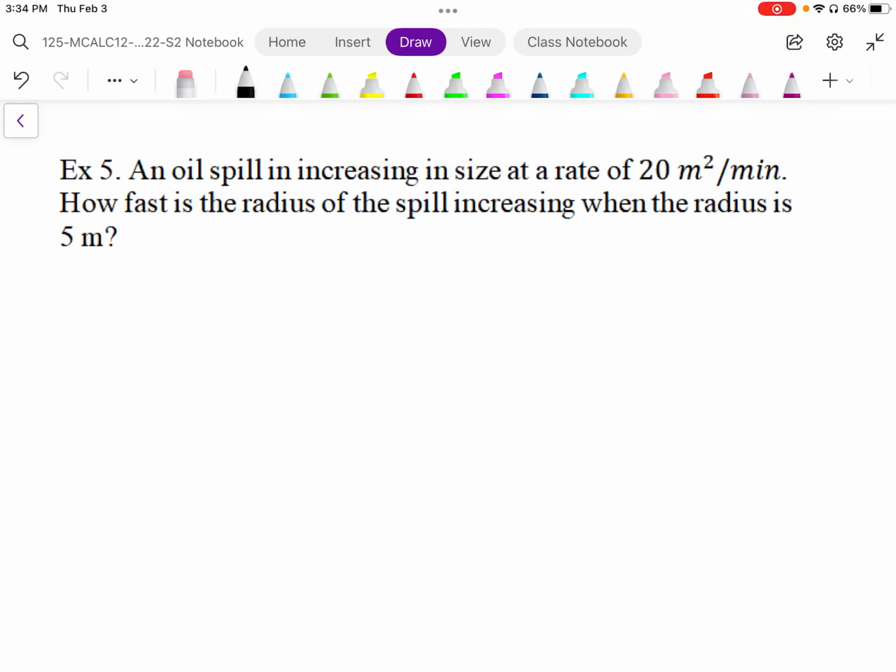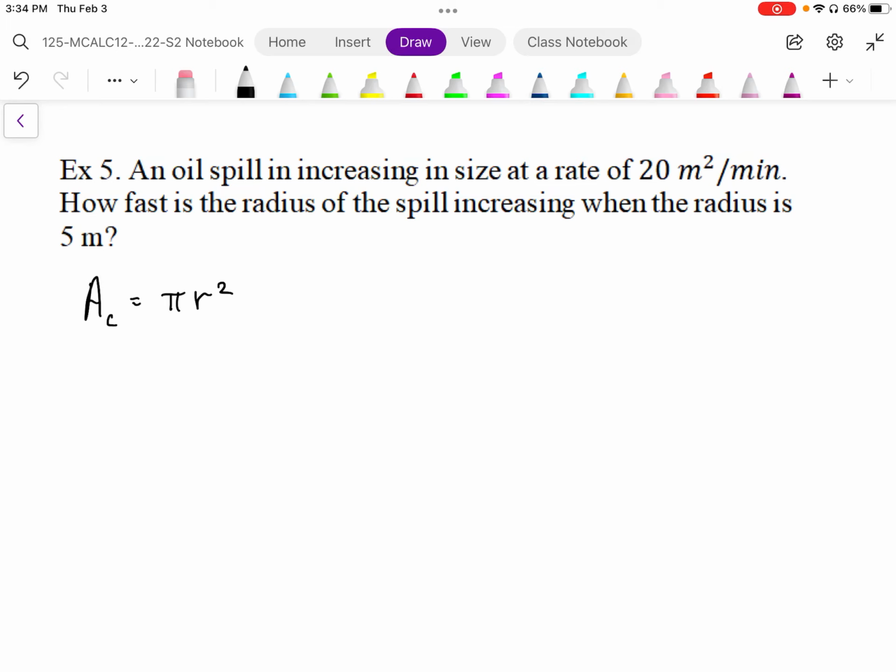So an oil spill is increasing in size at a rate of 20 meters squared per minute, and we want to find out how fast the radius of the spill is increasing when the radius is 5 meters. Okay, so we have the radius and area that need to be connected. We can connect the radius and area through the formula: the area of a circle is equal to pi r squared.